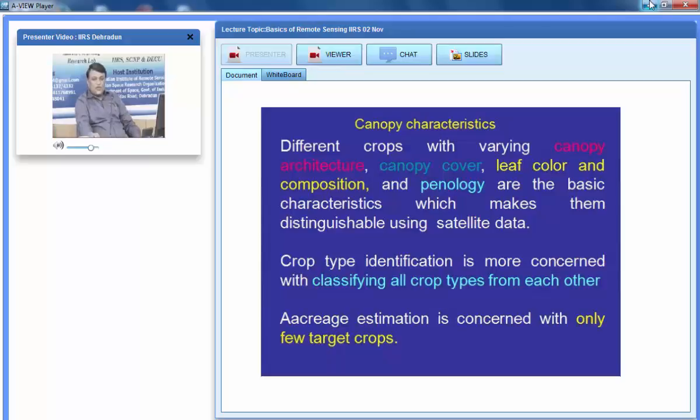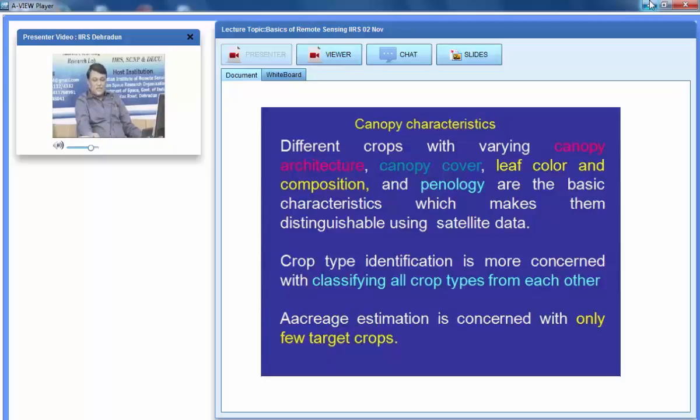Here we understand crop type identification. It is more concerned with classifying crop types from each other. So we are distinguishing each and every crop from one another, which requires more rigorous effort and more authentic knowledge about the crop phenology and its characteristics, and very good ground truth information is required if you have to achieve classification of all crop types within the image window.